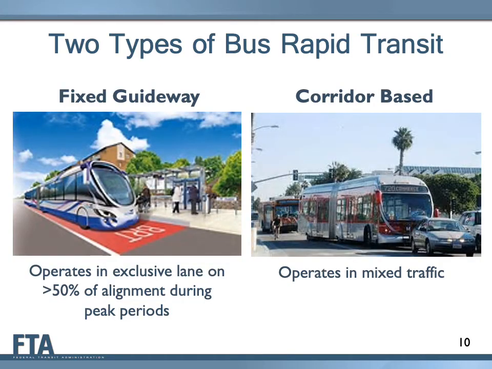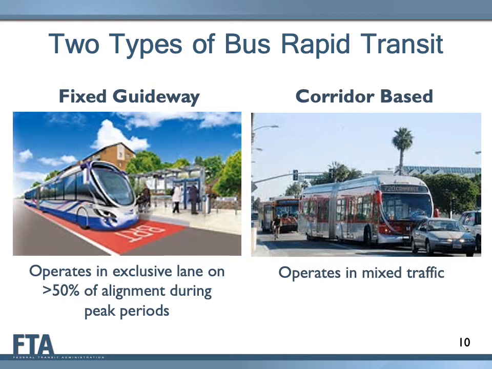These pictures provide visual images noting the distinction between fixed guideway BRT and corridor-based BRT. A fixed guideway BRT is one in which the bus operates in an exclusive bus lane for greater than 50% of the corridor during peak periods. By contrast, a corridor-based BRT is one in which the bus operates in mixed traffic for the majority of the corridor. The exclusive bus lane is not required to be physically separated. As shown in the image on the slide, it could simply be noted as exclusive to buses through the use of signage, striping, or paint. Other traffic may be allowed to make turning movements from the exclusive lane.